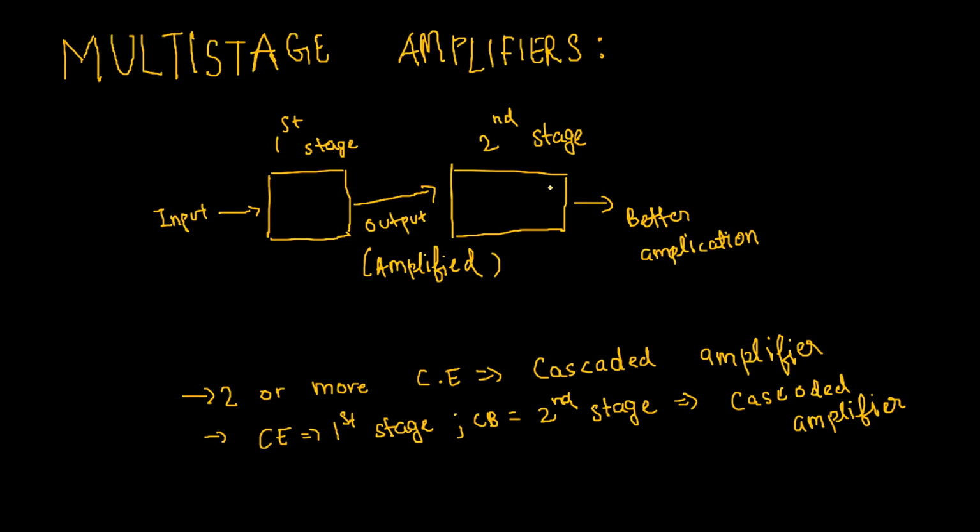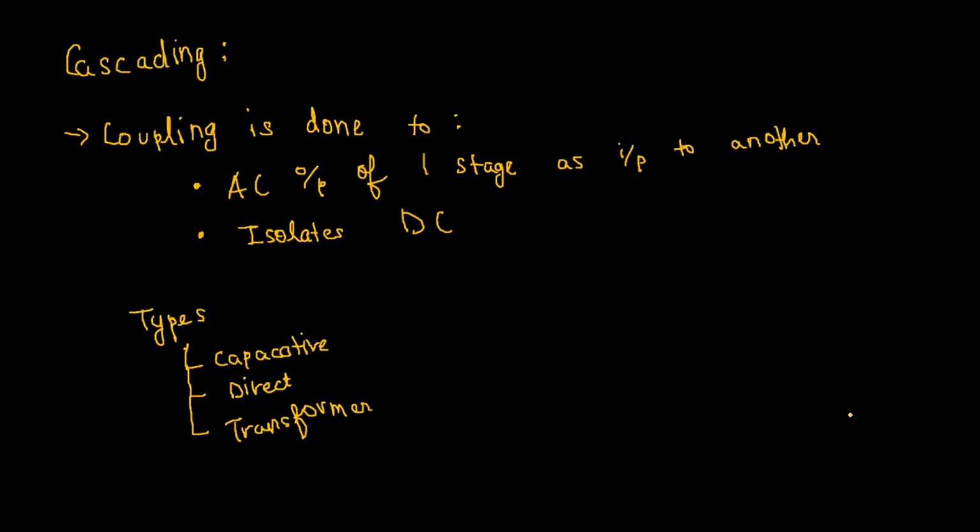So there are multiple types. If we are using 2 or more common emitter amplifiers itself, it's called a cascaded amplifier. And if we have a common emitter in the first stage and a common base in the second stage, it's called a cascoded amplifier. So first, what we will talk about is the cascading amplifier.